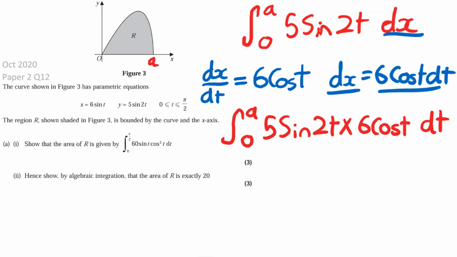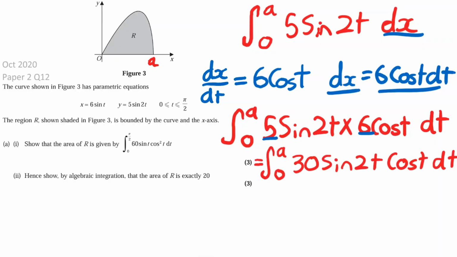We can simplify this because 5 multiplied by 6 is 30. So we have the integral between 0 and a of 30 sin 2t cos t dt. Now, if you look at the final answer that we need, it's 60 sin t cos squared t, and the big difference is here we have this 2t, whereas both of the trig functions in the answer don't have a 2t in them, they're both just t. So this is a sign that we need to get rid of this 2t and use the double angle formula. Go back to the videos on the double angle formula if you need a reminder of it.